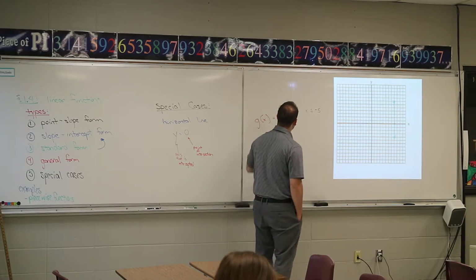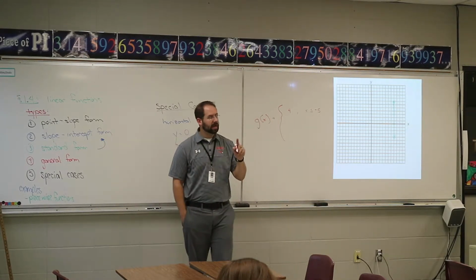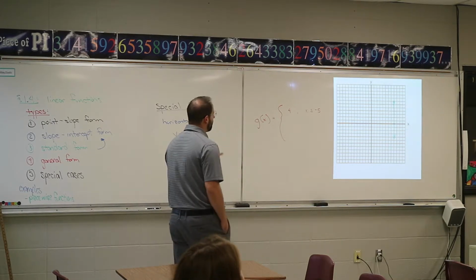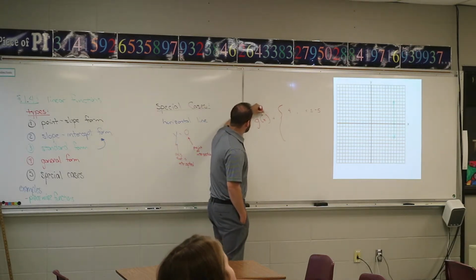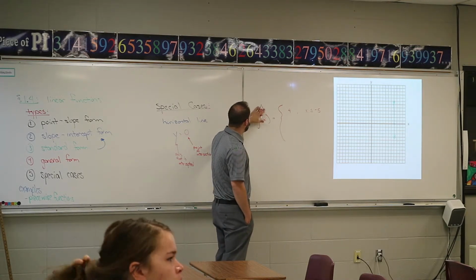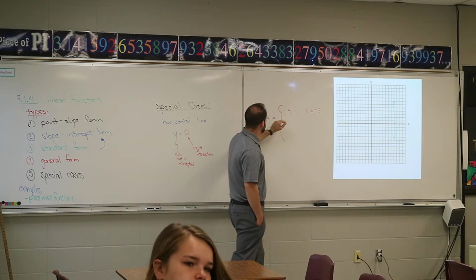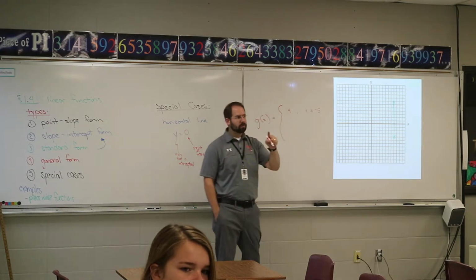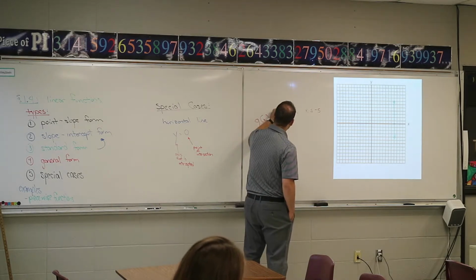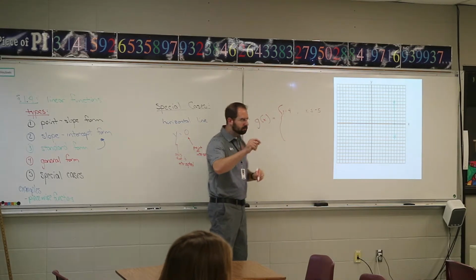Now, your book will write it like this, by the way. They won't actually put a y out front of it, because this represents y. So, this is just the name of the function. So, if you ever see this in your book, they just see a 4. It's hitting the y-axis at 4. It means this. Y equals 4. Keep that in mind. Okay.